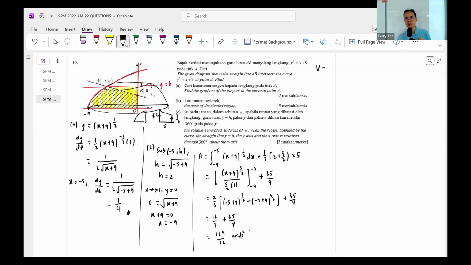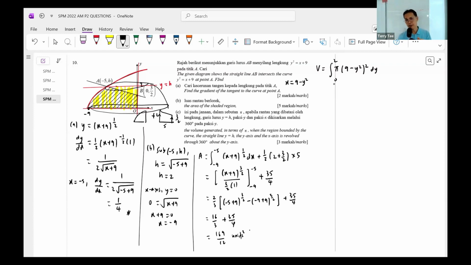So the volume will be what? Integration of pi x squared dy. Remember, if you're using pi x squared dy, you make x the subject. Your x is 9 minus y squared. So substitute 9 minus y squared inside, but you have to square it because it's x squared dy. For the limits, you're looking at your y values: the lower limit is 0 and the upper limit is 2, because you're rotating in the y direction, not the x direction.